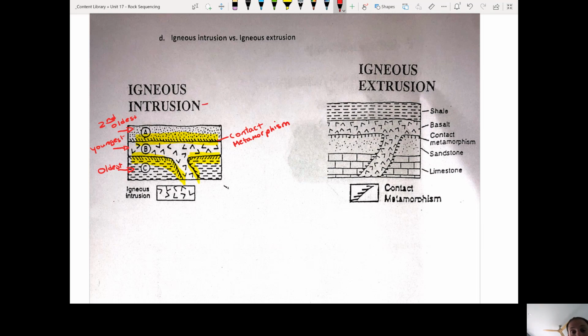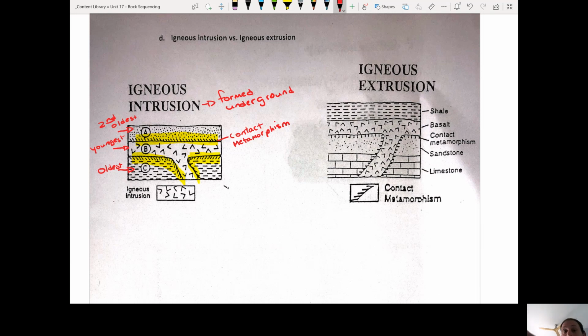And we know that this is an intrusion. An intrusion means it formed inside the Earth, formed underground, because you've got the contact boundary between all of these layers. So the fact that we have contact metamorphism between all of the layers tells us that that's an igneous intrusion and that B has to be the youngest layer.